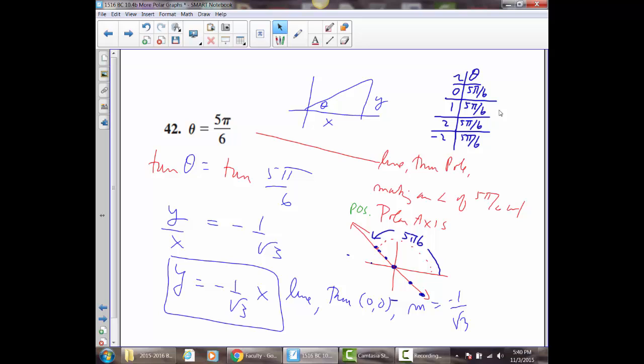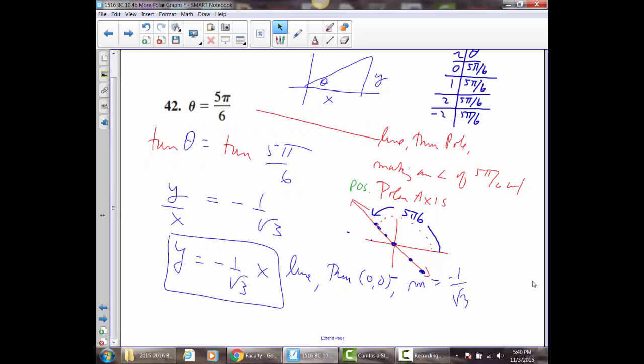And if you think about it, what happens if I made a table, and remember I'm plugging in things for theta, well the thing is my theta is always 5 pi over 6 no matter what my r is. So this is a line through the pole, and it makes an angle of 5 pi over 6 with the positive polar axis. Okay? And if you plotted all these points, there's 0, 5 pi over 6. If you went 1, 5 pi over 6, you'd be here. If you went 2, 5 pi over 6, you'd be here. If you went negative 2, 5 pi over 6, you'd be here. All of your points would fall on that same line.